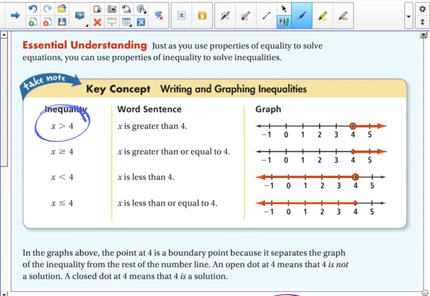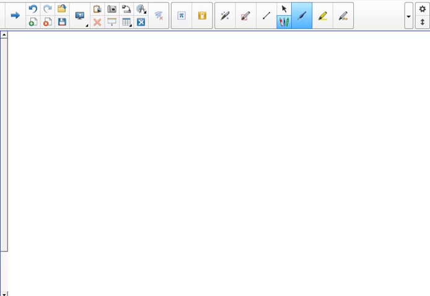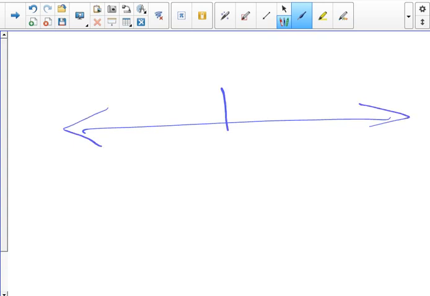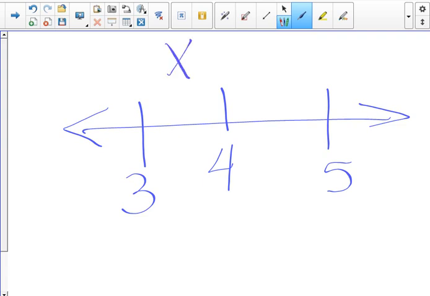Well, we're going to graph these on number lines. So if I have x is greater than 4, I'm going to have a number line. I always like to put the number close to the middle, and we're talking about 4. So let's add a couple more numbers just to get our bearings. So 5 would be this way, and 3 would be this way. Okay, so x is greater than 4.